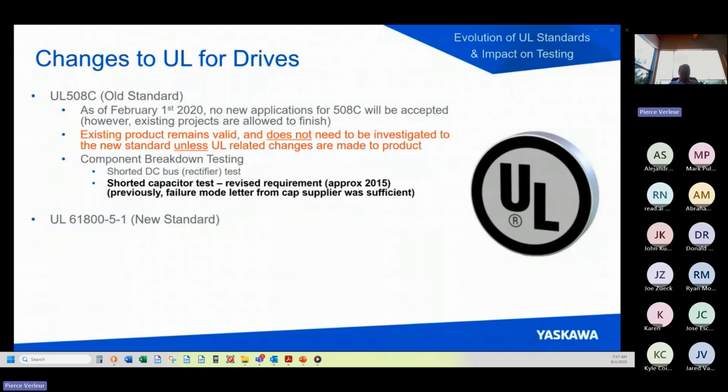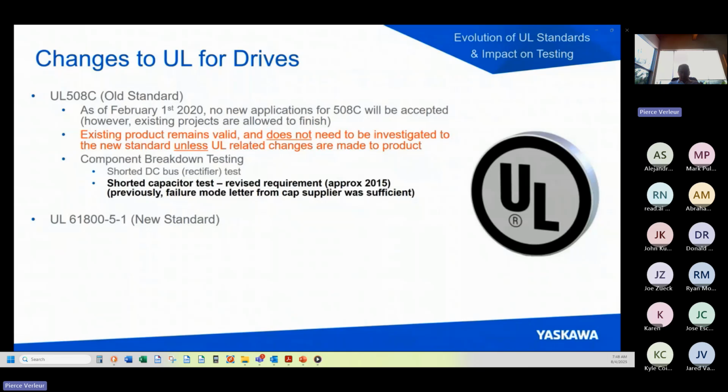It's very important as we release new products that you may see some surprise differences between, say, for example, an A1000 and a G800. If they're both UL 508C, why did they have to have different rules for testing? That's because UL 508C evolved.